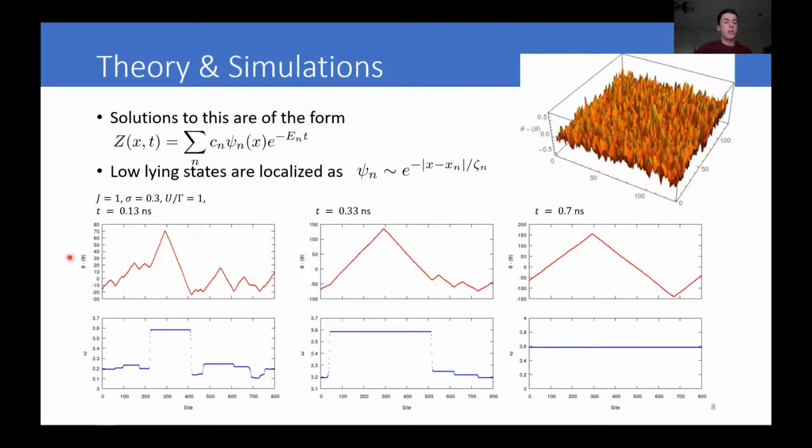So here I've plotted the phases of a 1D chain of 800 oscillators, or 800 condensates. So this is the phase as a function of site. And we see at small times, there's a number of different peaks in our phase profile, which corresponds to a number of localized states. And then as we go to longer and longer times, the higher energy peaks die away, and eventually we're left with just the ground state peak here.